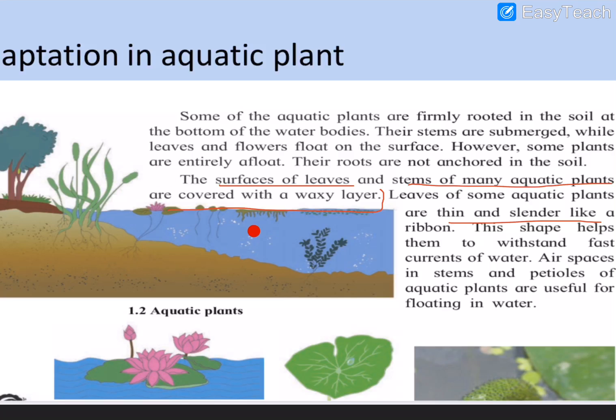So the main adaptations in aquatic plants are the waxy layer covering the surface of leaves, and the air spaces you can see in the stems. So these two are the major adaptations, or changes, that occurred in aquatic plants.